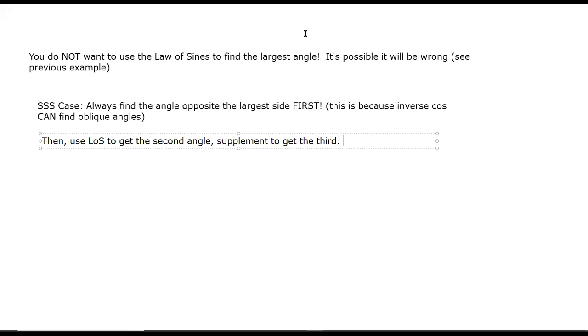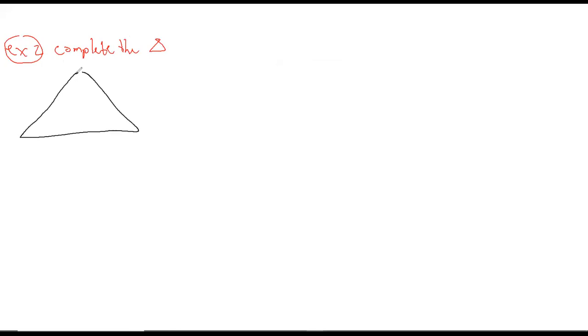All right, so let's do another example. Example 2. And we're going to complete the triangle. And I'll draw it up. Remember, I don't have to draw it up. I can give you the sides as A's and B's and C's, alphas, betas, gammas, or I can give you the picture. And let's call this 9, let's call this 12, and this 11.